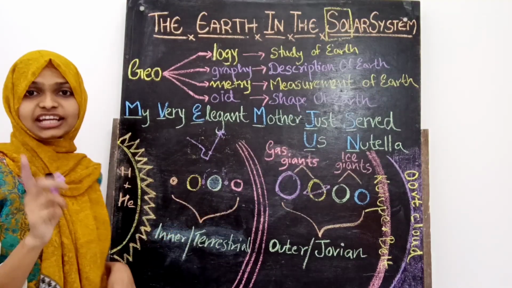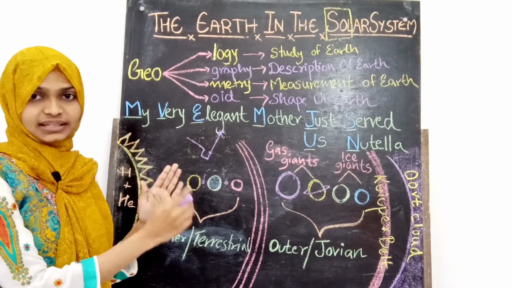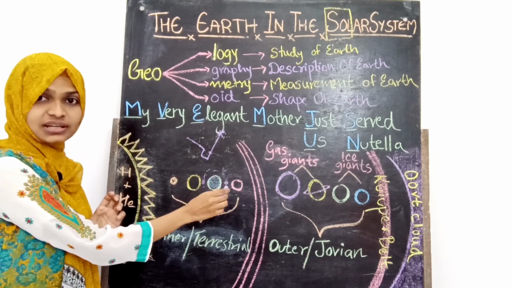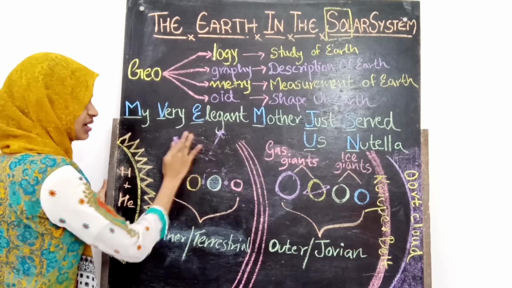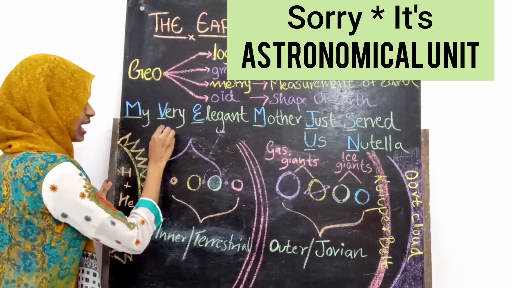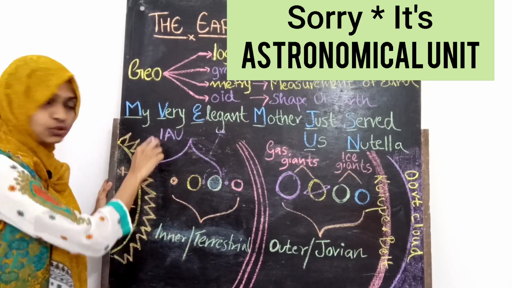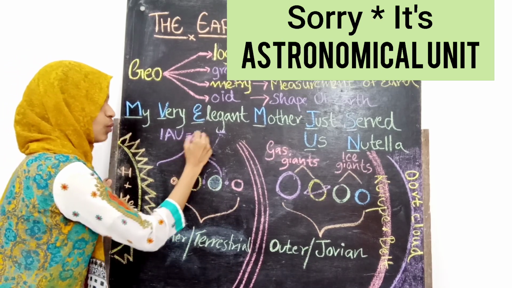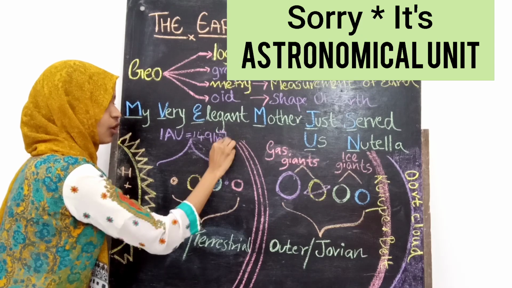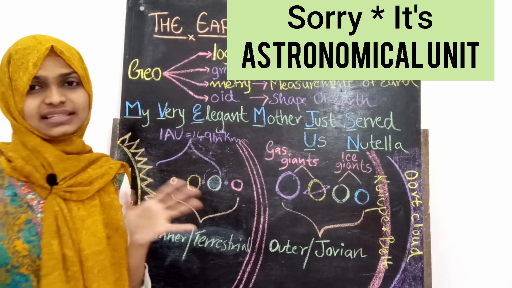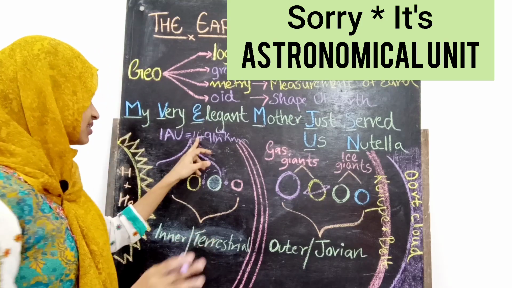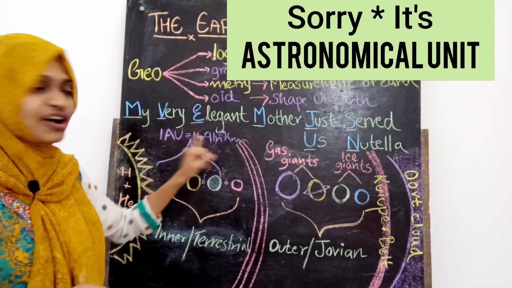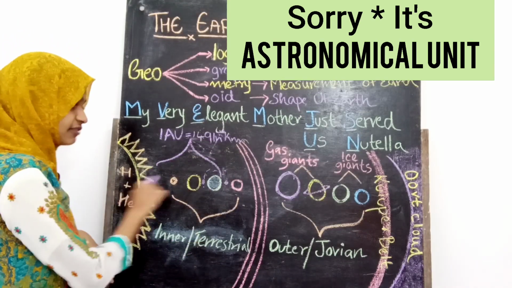The earth is very lucky to be at a position which is perfect. The earth is not too cold, the earth is not too hot. It is at a perfect position, and this position of the earth from the sun is known as the astronomical unit, 1 astronomical unit. So 1 astronomical unit is the distance from the sun to the earth, and it is equal to 149 million kilometer. For easiness you can say 150 million kilometer, but it is actually 149 million kilometer. One astronomical unit is 149 million kilometer, which is the distance of the sun from earth.